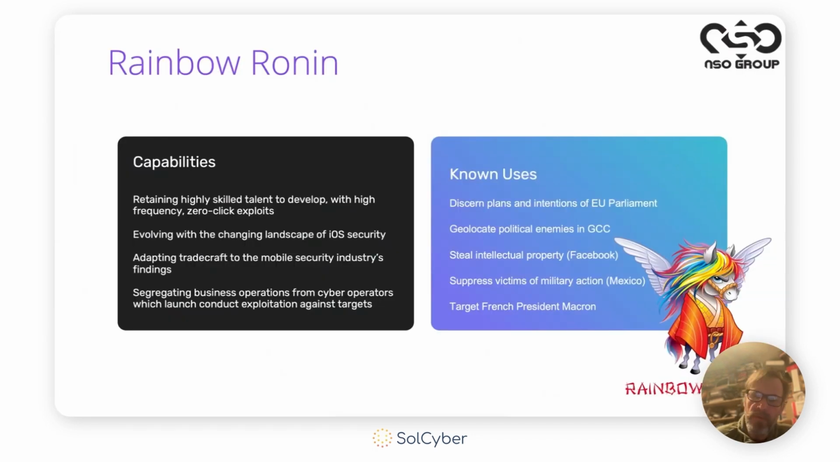And one of the most prolific vendors in this space is the NSO Group. NSO Group created Pegasus, probably the most infamous of all of this mercenary spyware. We call NSO Group, one of our adversaries, Rainbow Ronin. Ronins are our mercenary spyware adversaries. In the case here, Rainbow Ronin is used because of Rainbow Dash from My Little Pony.